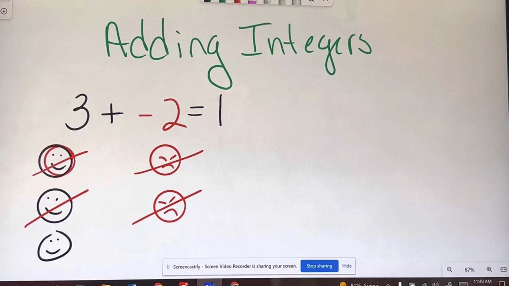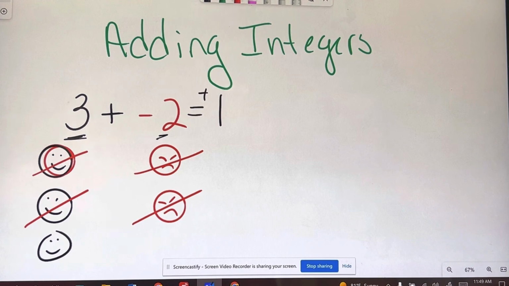So if you want to think in terms of numbers, if the signs are different, you have a positive and a negative, that means you're going to subtract the 2 numbers. So 3 minus 2 is 1, and then you take the sign of whichever is the bigger number. In this case, 3 is greater than the 2, so I'm going to take the positive sign, and the answer is going to be +1.